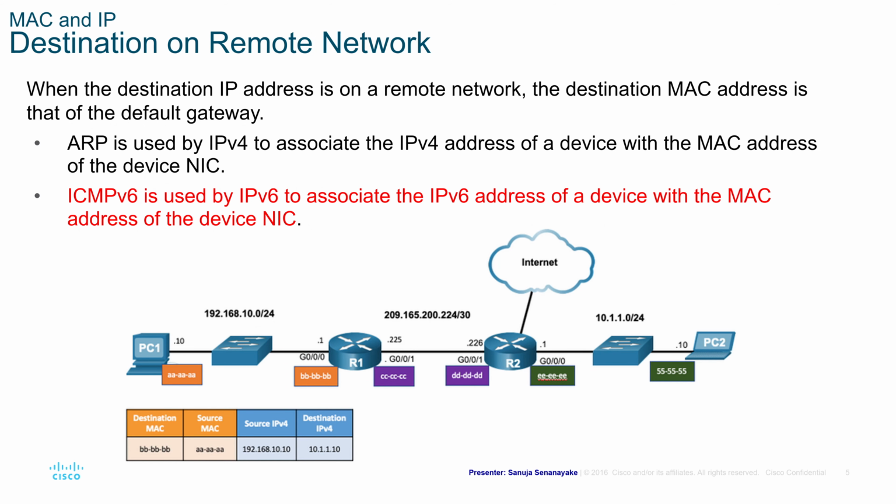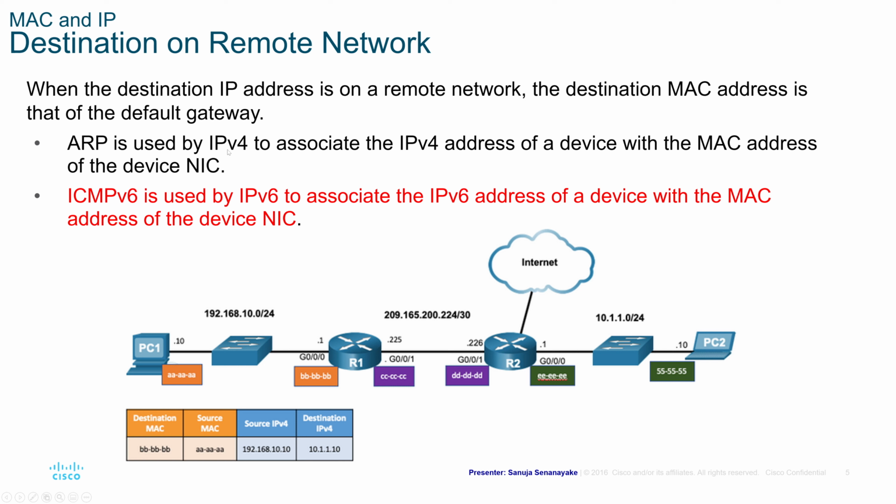Destination on remote network. When the destination IP address is on a remote network, the destination MAC address is that of the default gateway. ARP is used by IPv4 to associate the IPv4 address of the device with the MAC address of the device network interface card, while ICMPv6 is used by IPv6 to associate the IPv6 address of the device with the MAC address of the device network interface card.